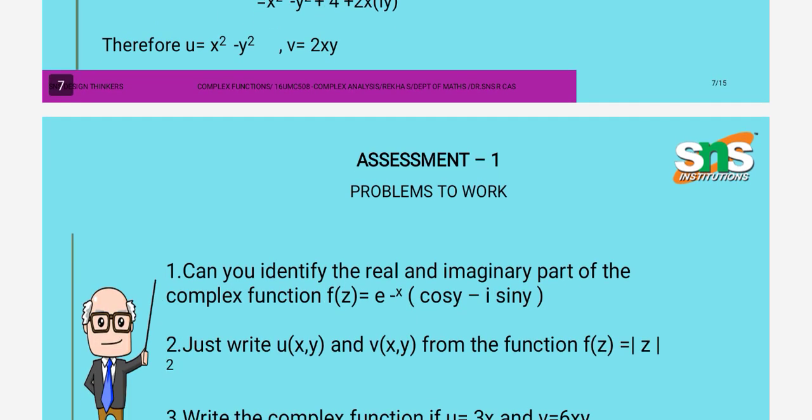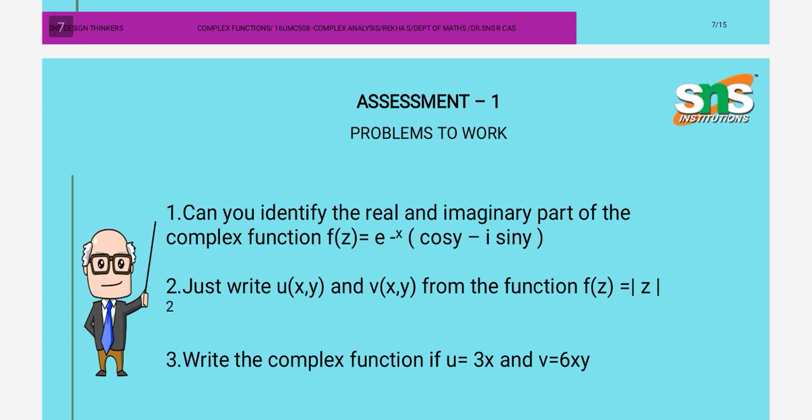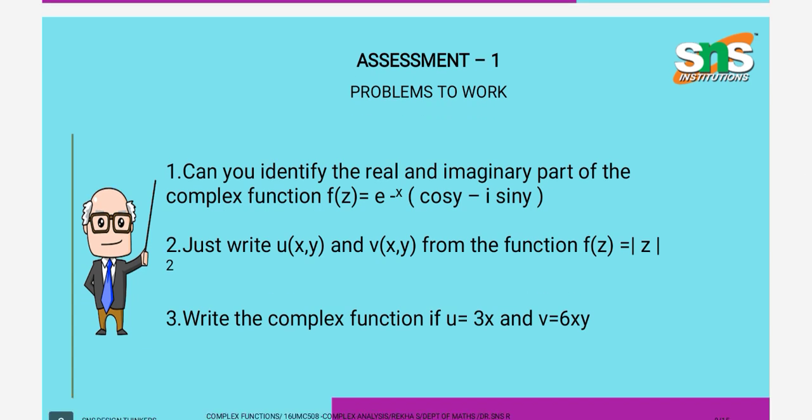Next we can go to the assessment. I will ask one question: can you find the real part for this problem? f of z equal to e to the power of minus x, cos y minus i sin y. Our design thinking based curriculum is, first of all, we have to define the problem and analyze the problem, then how you are going to find the solution, whether the solution is correct or not, and how the solution can be applied in the real world, etc.